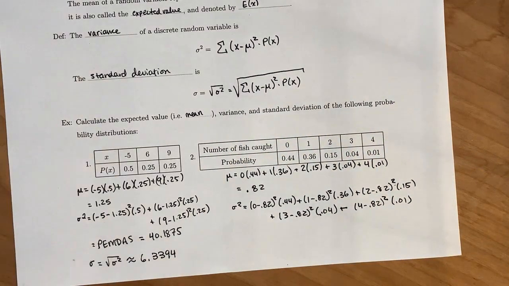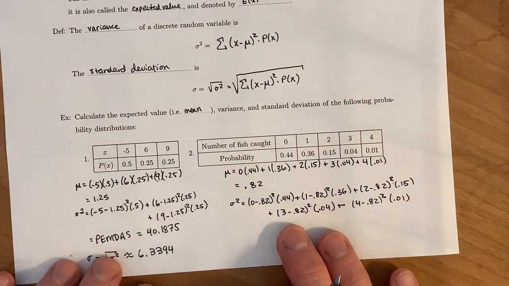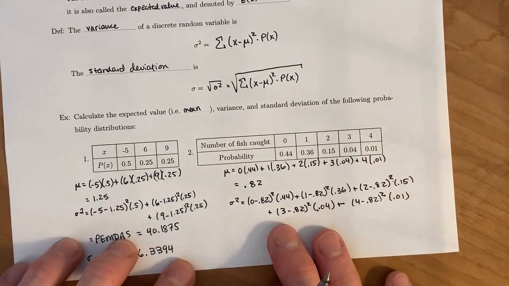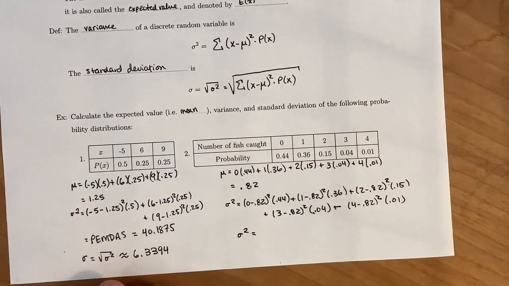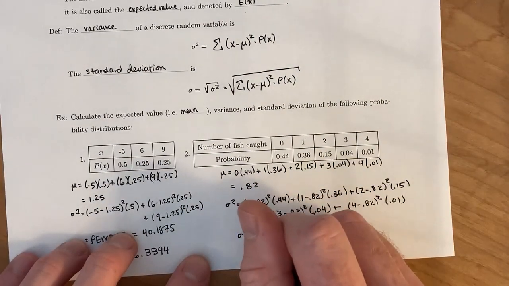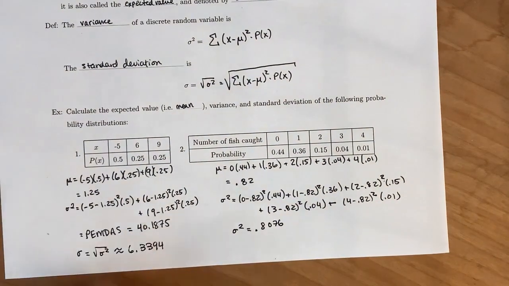All right. If you have a graphing calculator, you can plug this whole thing in one shot. Just be careful with your parentheses and where you're putting your squareds. So I would suggest maybe pausing the video if you have a graphing calculator and trying to calculate this out on your own. Come back once you have that, and what you should be getting is 0.8076 for your variance.